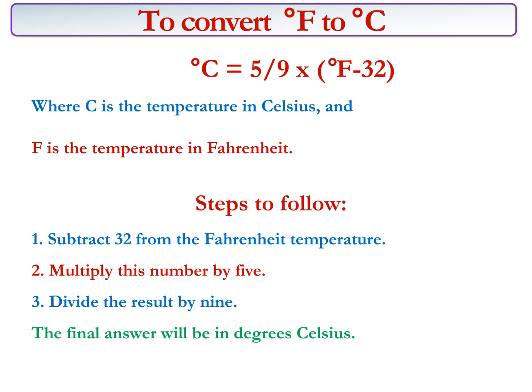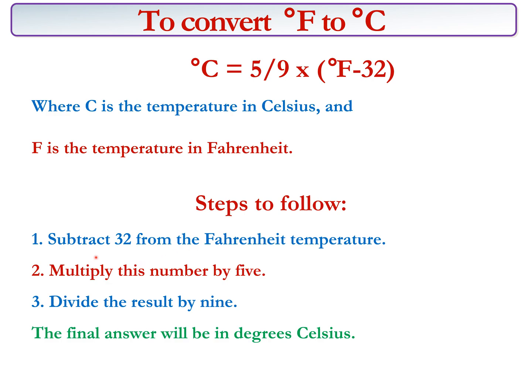To convert from degrees Fahrenheit to degrees Celsius, we use the formula: degrees Celsius equals 5 divided by 9 multiplied by (degrees Fahrenheit that you are given minus 32). In this formula, C is the temperature in Celsius and F is the temperature in Fahrenheit. If you want to convert from degrees Fahrenheit to degrees Celsius, you have to follow these 3 steps.